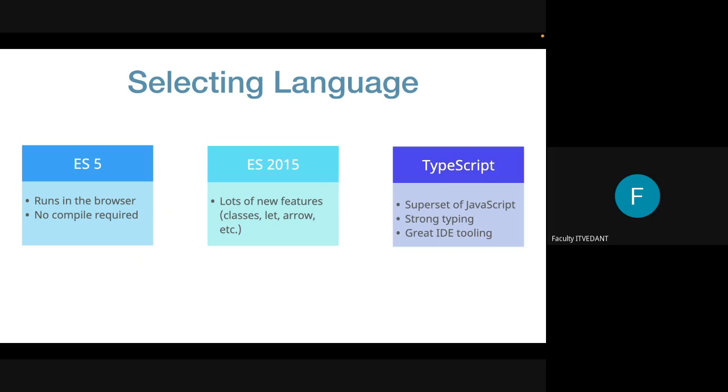And also, it has great IDE tooling. Whether you are using VS Code, WebStorm, or any IDE, it has great tooling support. That means if you have an error, or if you are not using a particular variable or function in a proper way, it will give you the error in the IDE itself. You don't have to run your application to get the error. That's the meaning of IDE tooling. So that's why Angular chose TypeScript to write the Angular application.